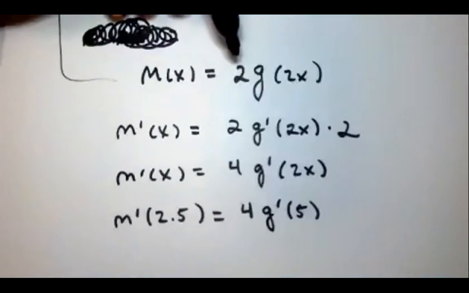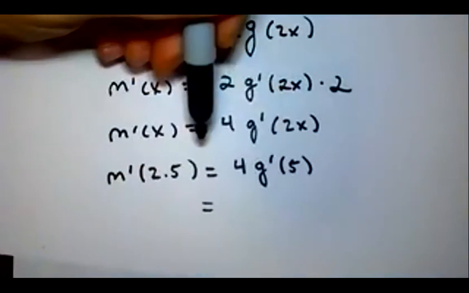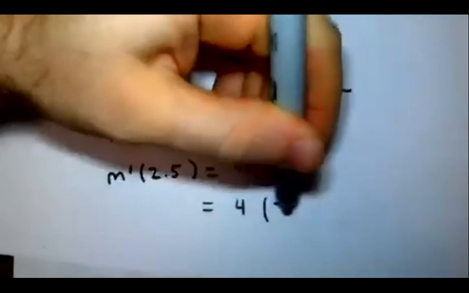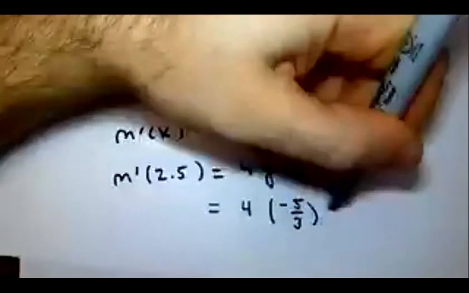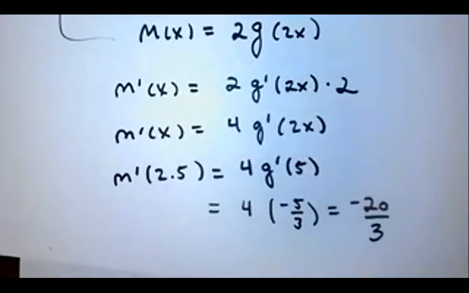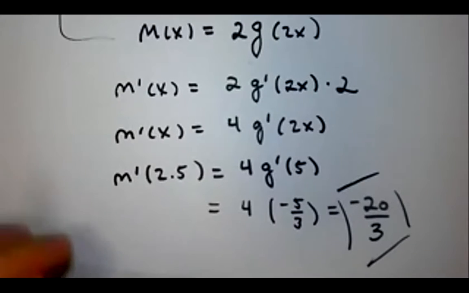Well, that's good news because we know g prime of 5. G prime of 5 was from up above. That was negative 5/3. And I am going to suggest we do this math because I have a hunch we're going to need to use it again. So m prime of 2.5 is equal to negative 20/3.